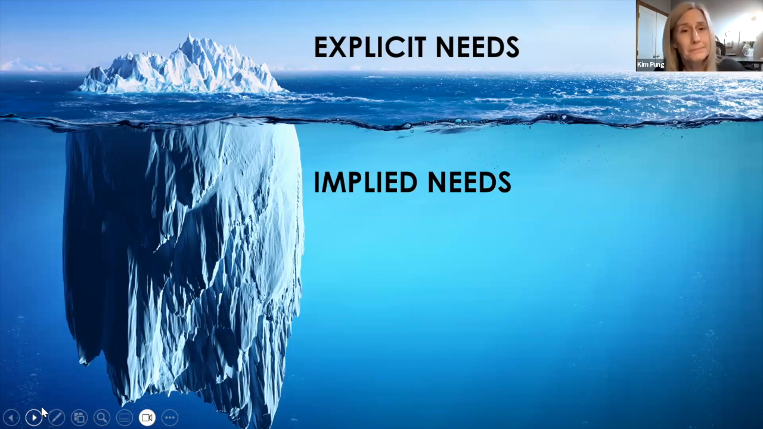I will say the same for you. This whole big piece under the water here is what's going to sink you. If we don't understand what those implied needs are, we will be sunk. We may get the business, but we won't be able to be successful with the business and giving them events.